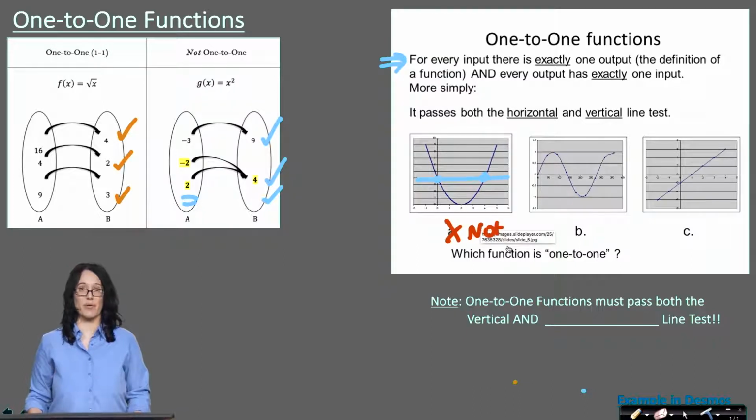You might be wondering right now, why would I care? And that's a valid question. But one-to-one functions are going to have special properties, namely, they are able to be inverted. They're invertible. And we're going to need that skill as we move on in our math classes.